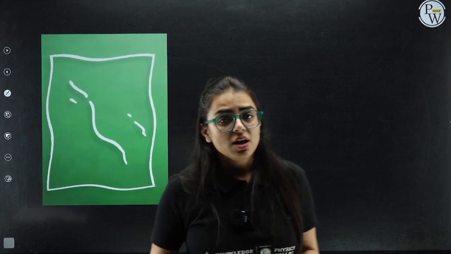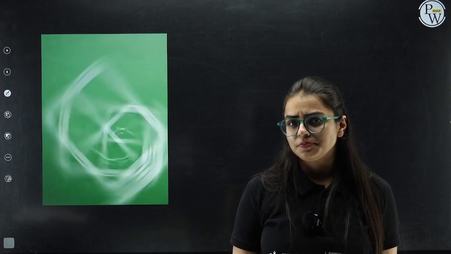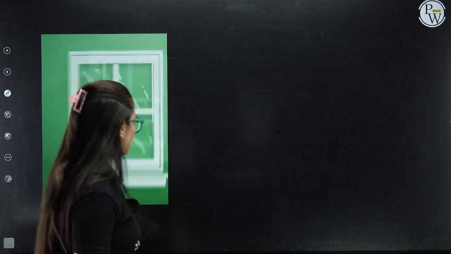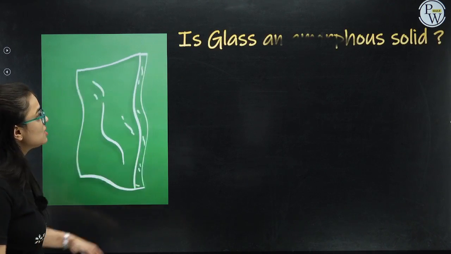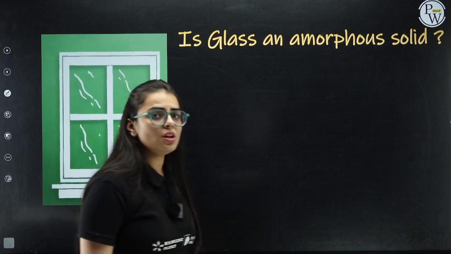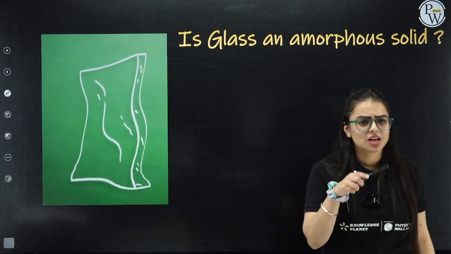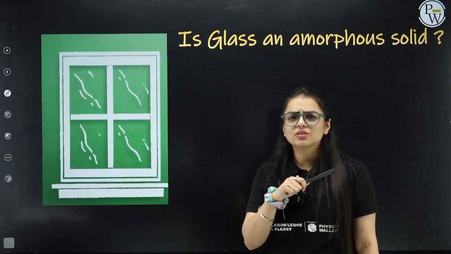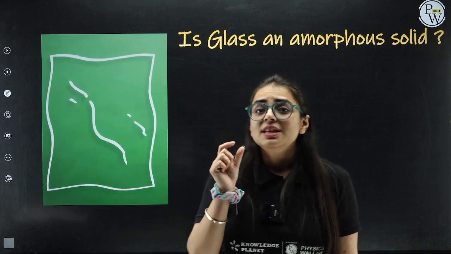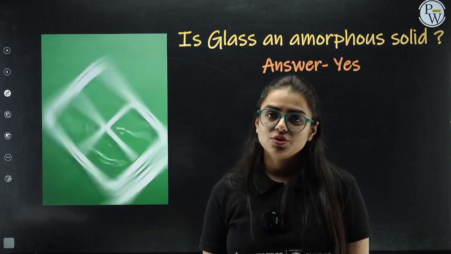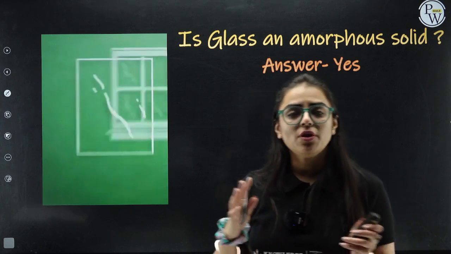That means what? Glass is a kind of solid. My first question to you all is, is glass an amorphous solid? Yes, students, glass is an amorphous solid. It exhibits the properties of amorphous solids.